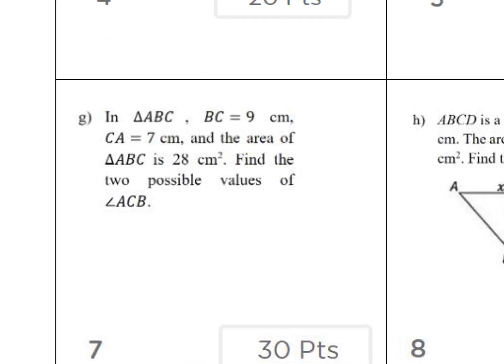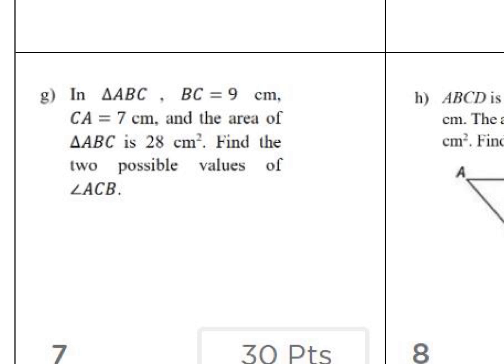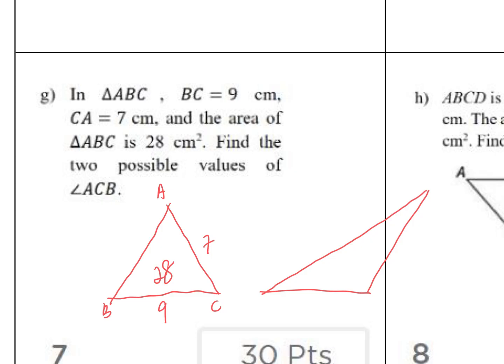Okay, what about this one? It says that I have a triangle ABC. The area is 28 and there are 2 possible angles of ACB. So like what we mentioned just now, it could be an acute angle like this. Okay, and then they say this area is 28. But it can also be an obtuse angle with area 28. So they ask us to find what are the 2 possible angles.